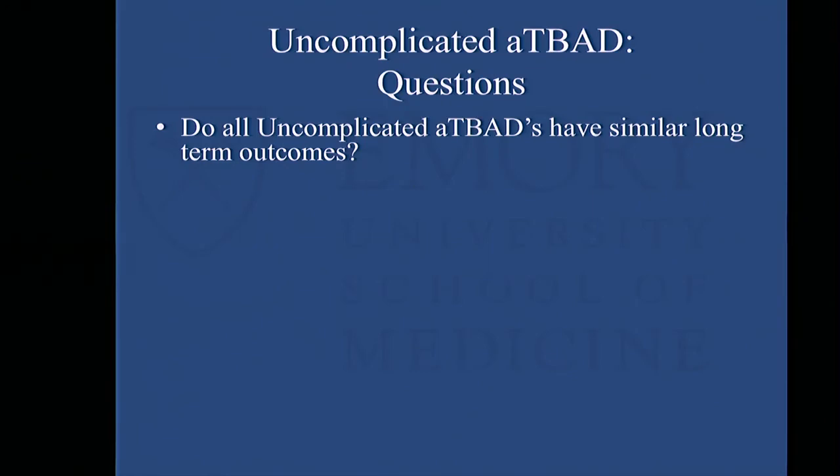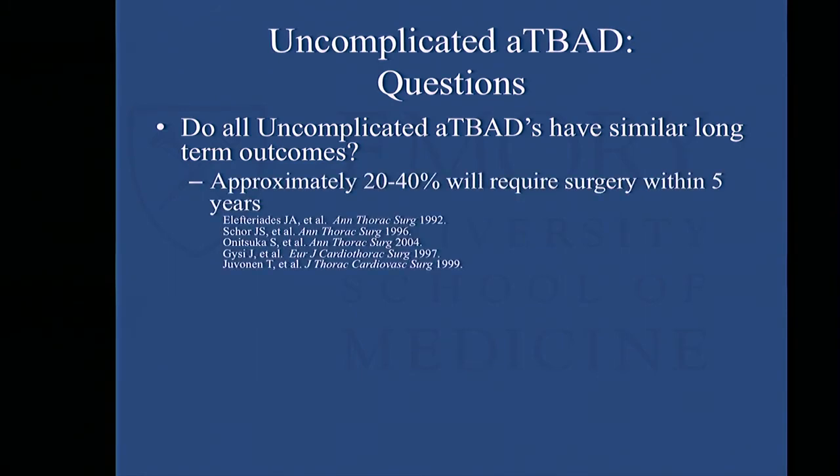So, a couple of final questions. The real gold here is to find out which patients have predictors that say they're going to grow and develop an aneurysm, and which, because there will be some that don't even develop any aneurysms or any problems, and medical therapy would just be fine, but we can't figure that out. The data suggests that 20 to 40% will require surgery within 5 years.